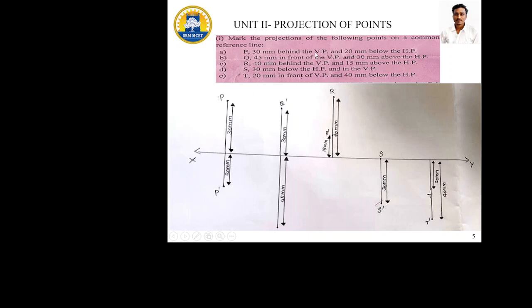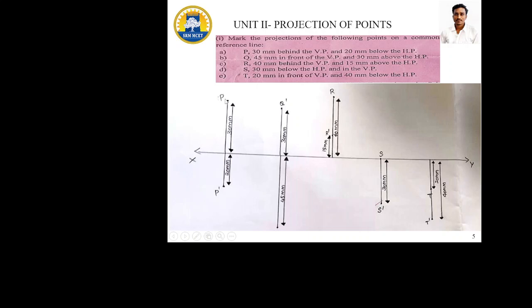30 mm behind the VP, in the sense it is placed on the XY reference line. So we need to rotate 90 degrees in the clockwise direction. So 30 mm behind the VP, in the sense the horizontal plane is converted into the vertical plane. So it is above the line. So the reference line to the point is 30 mm. Next, 20 mm below the HP. 20 mm below the HP, in the sense it is placed below the reference line. So 20 mm below the HP.